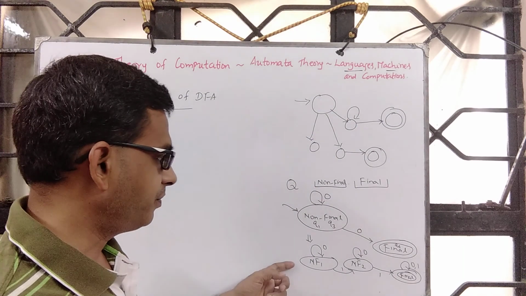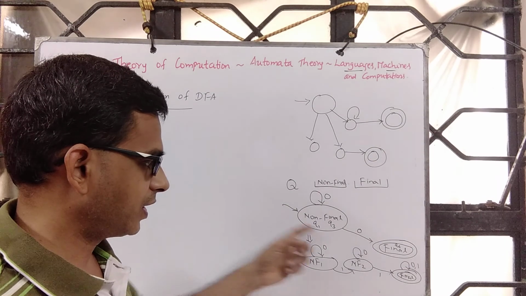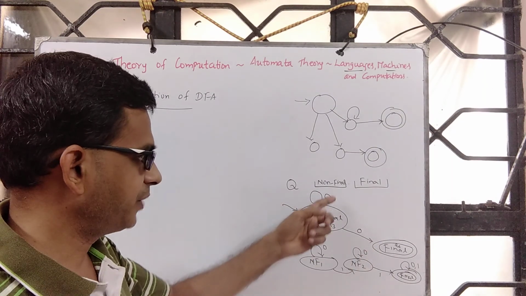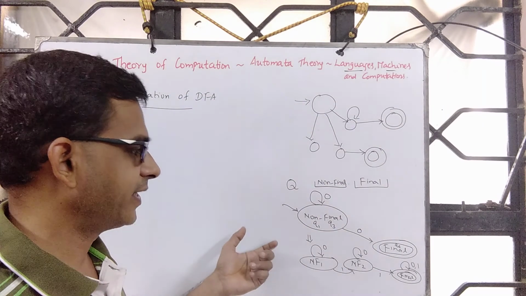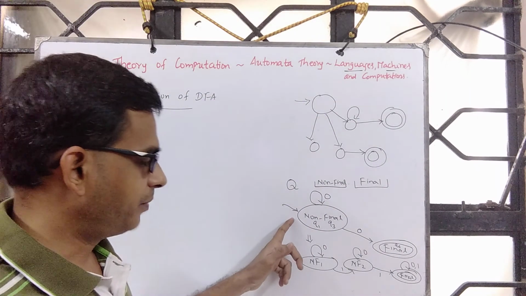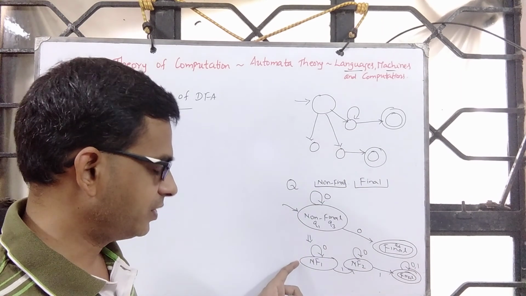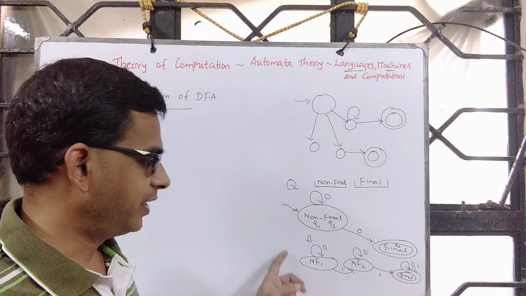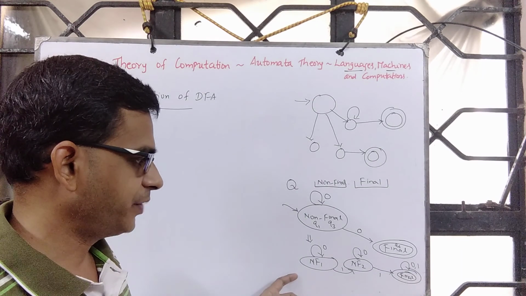Why is it minimum? The ultimate minimum will have these 2 states, assuming there are non-final and final. Otherwise, you will have just a 1-state automaton. And because this was not minimum, the next minimum is 3. So we try this. And once this satisfies the deterministic property, we stop here.